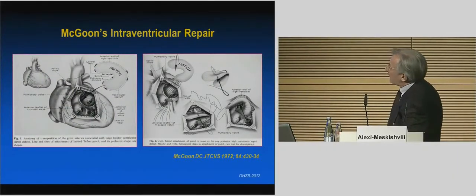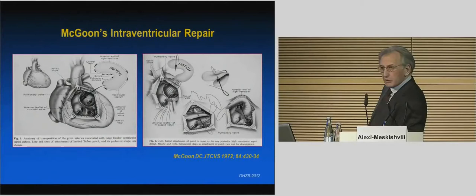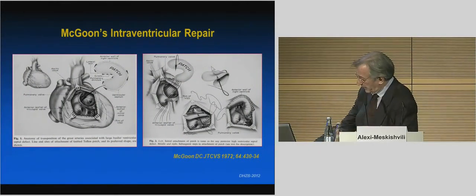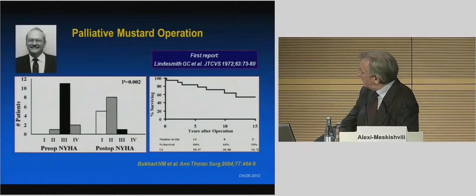The next step is Magoon. Magoon was a surgeon at the Mayo Clinic, maybe the best surgeon at that time in the world. He was a very excellent technical surgeon, and I had a chance to see him. Unfortunately, he developed Parkinson's disease later on and was not able to operate, but the so-called intraventricular repair can be performed in older children with the so-called variant of transposition, double outlet ventricle.